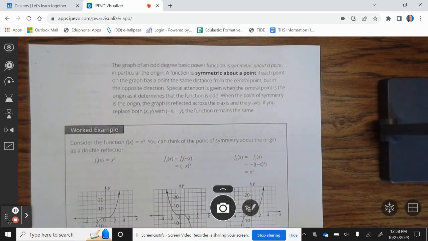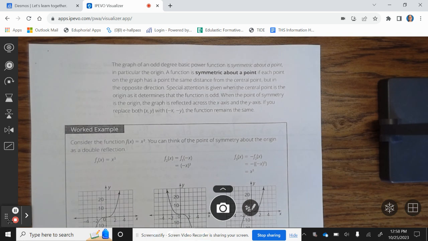The graph of an odd degree basic power function is symmetric about a point. In particular, a function is symmetric about a point if each point on the graph has a point the same distance from the central point, but in the opposite direction.